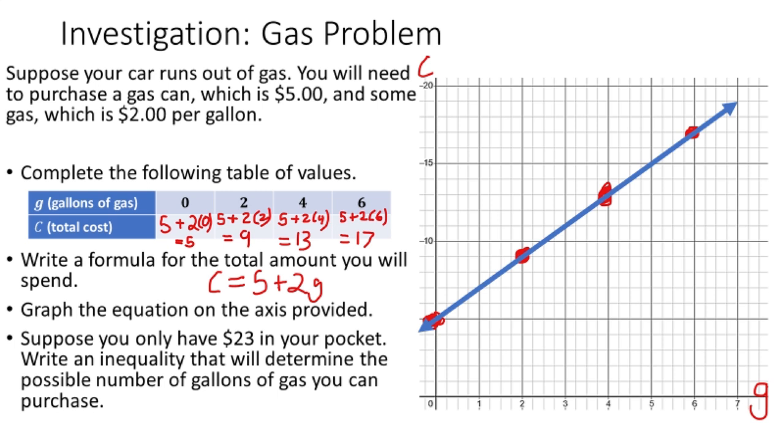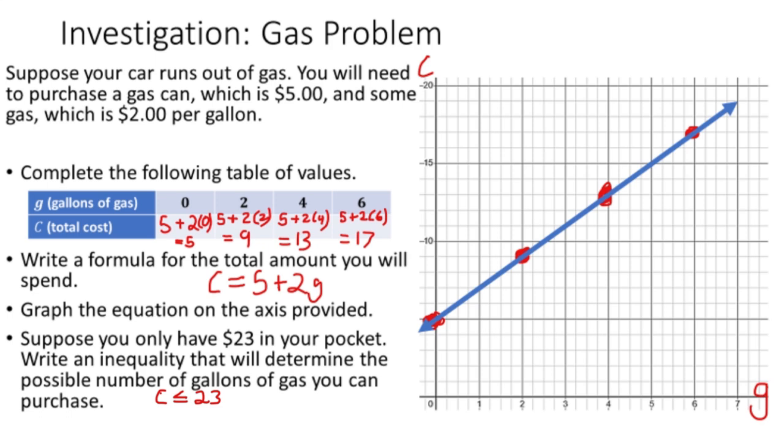Now suppose we only have $23 in our pocket. We're going to write an inequality that will determine the possible number of gallons of gas we can purchase. Well, if we only have $23 in our pocket, the most amount of money we can spend is $23. So the cost of our gas must be less than or equal to $23. Otherwise, we won't have enough money.